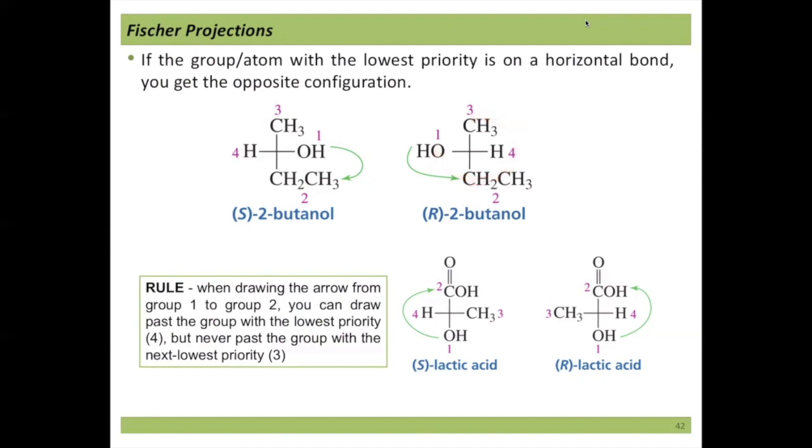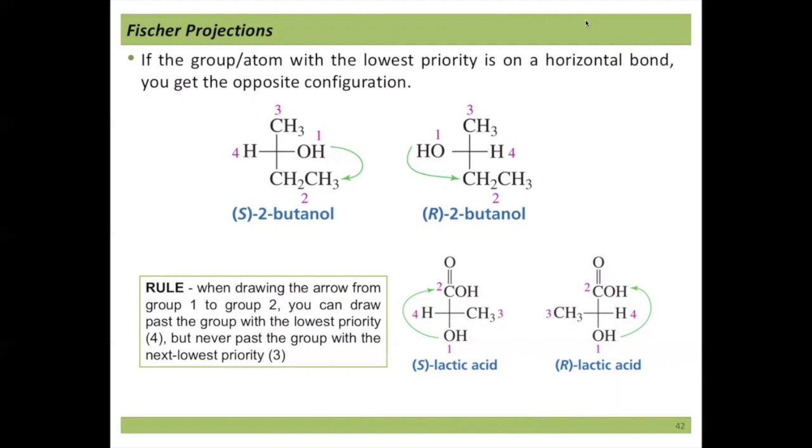Like I said, in the Fischer projections, it just happens quite frequently. The lowest group is out at you. So as we count 1, 2, 3, again, that kind of looks R, but remember the lowest priority is pointed out at you. So it's S, and this one is R right there. Now, there really isn't a connection between D and L, plus and minus, and R and S.